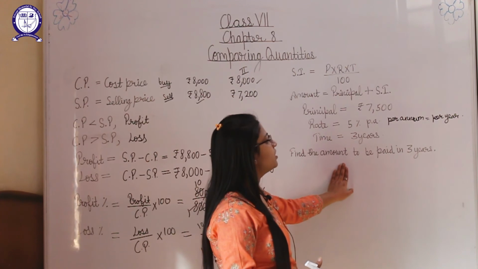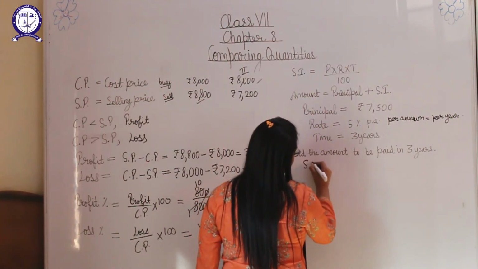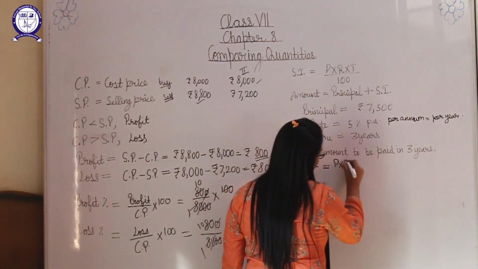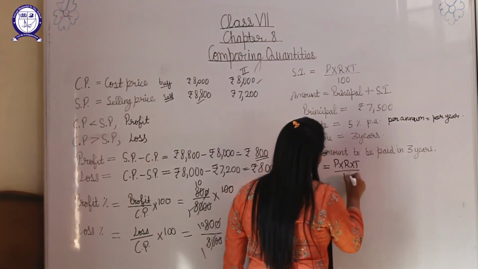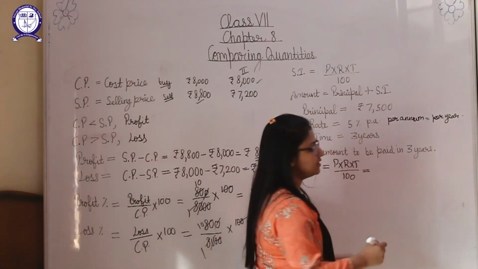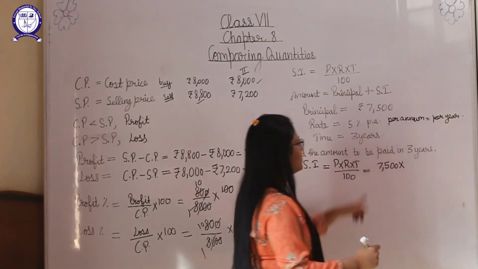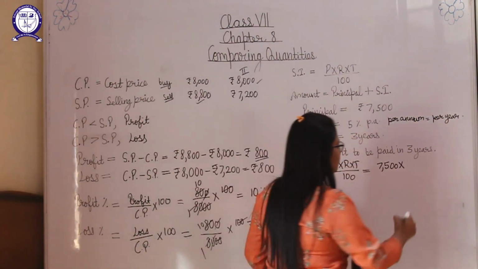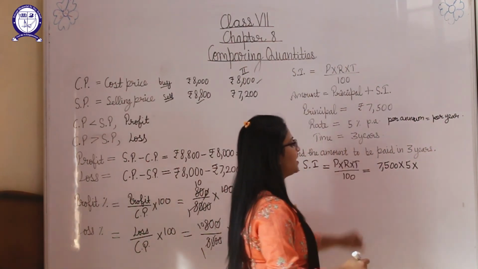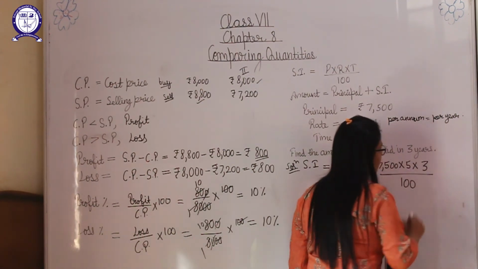As we need to find the amount, first of all we will find the simple interest. The formula for simple interest is P into R into T divided by 100, as we know. Now we will put the values. P is 7500, so we will write here 7500. R, the rate, is 5%, so we will write here 5. And time, T, is 3 years, so we will write 3, and we have to divide by 100.